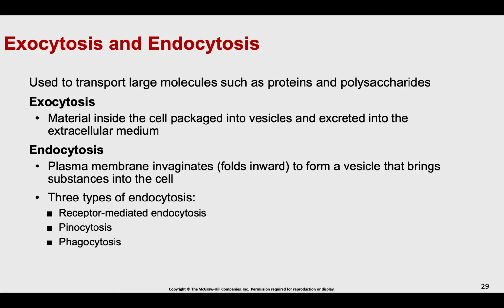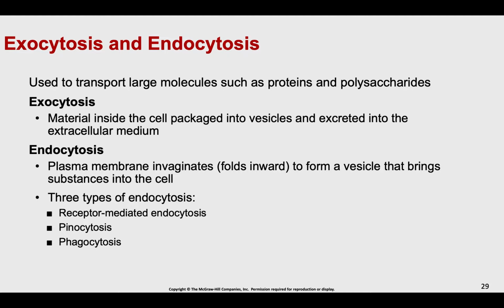Exactly the opposite for endocytosis. This is where the plasma membrane invaginates or folds inwards and forms a vesicle that will bring substances into the cell. And there's basically three types of endocytosis that I'll just briefly explain here. One is receptor-mediated. Right? So we have receptors on the outside of our cell, and they are basically looking for very certain cargo. All right? Very specific cargo that it wants to bring into the cell. So these receptors are looking for specific cargo and bringing it in.